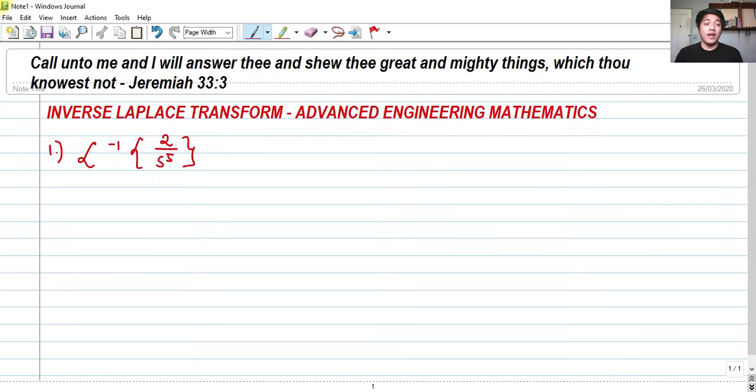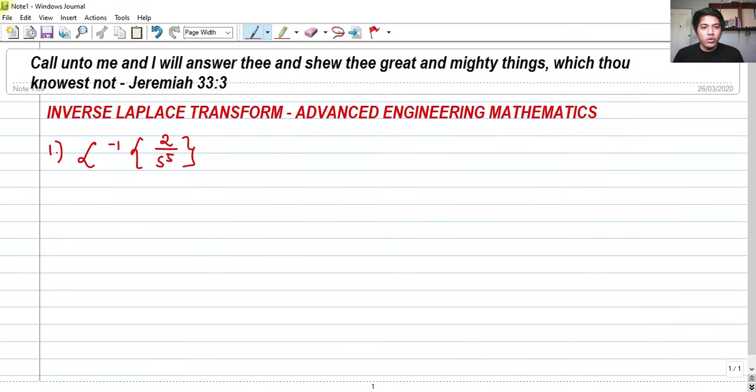excluding the inverse Laplace including partial fraction. There is a separate video that I'm going to do on how we are going to get the inverse Laplace transform that involves partial fraction. But for today's video, let's focus on the inverse Laplace transform, basic inverse Laplace.